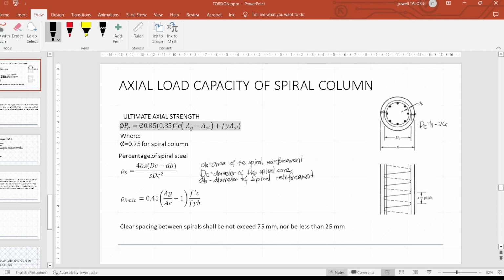Alright. And of course, the s here, as you can see, our s is the pitch. Okay, so it is the pitch or the height spacing of the spiral, as you can see in the figure here. Okay, so that is the pitch, or the s that usually we're going to solve. All right.